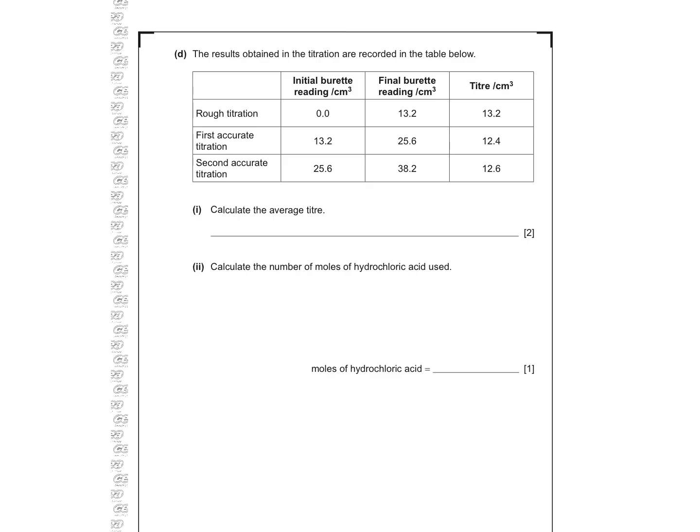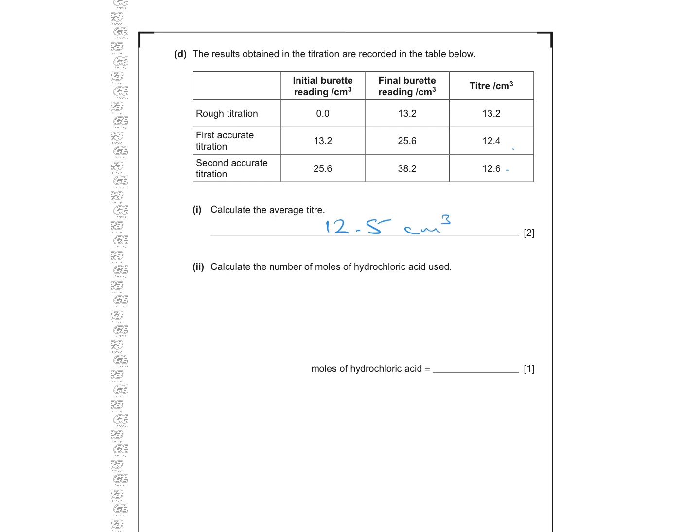Okay, the average titre here. Well, remember, don't use the rough titration. The rough titration is carried out just to speed up the overall titration. So we're going to use the accurate ones, and it's going to be an average of these two values. So that is 12.5 cubic centimetres, include units.